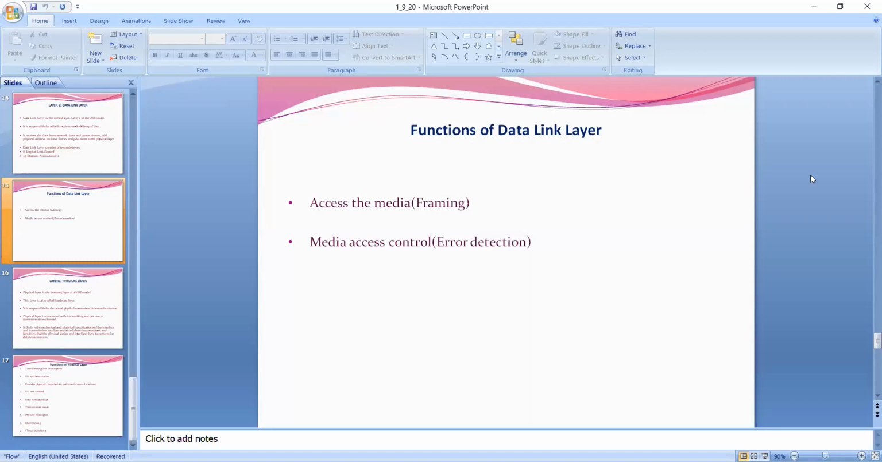So from the application layer, the data reaches the presentation layer. From the presentation layer, it reaches the session layer. From the session layer, it reaches the transport layer in the form of segments. Then it reaches the network layer in the form of packets. Then it reaches the data link layer in the form of frames. Then it reaches the physical layer in the form of bits.